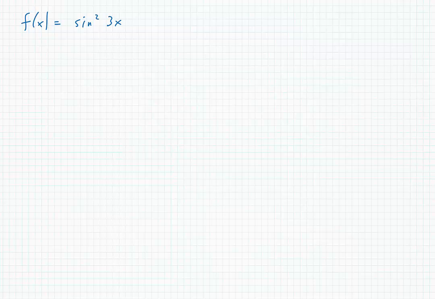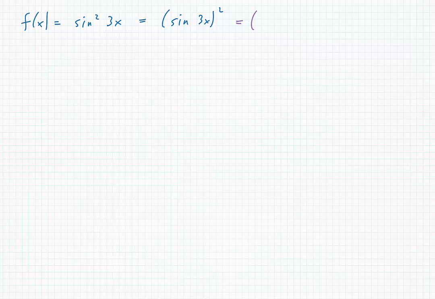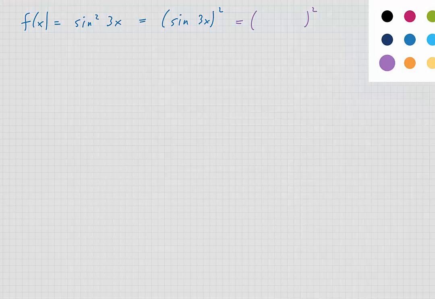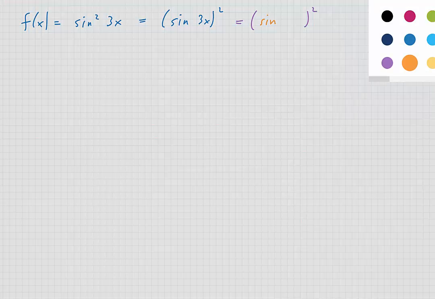So let's start with this function f of x is equal to sine squared of 3x. And let's rewrite it first as sine of 3x, squared. We can see that we have sine of 3x as an inside function, and the squaring is an outside function. So I could think of this as something being squared, and it's that sine function that's being squared. But you'll notice that we're taking the sine of 3x. 3x is an inside function to the sine part.